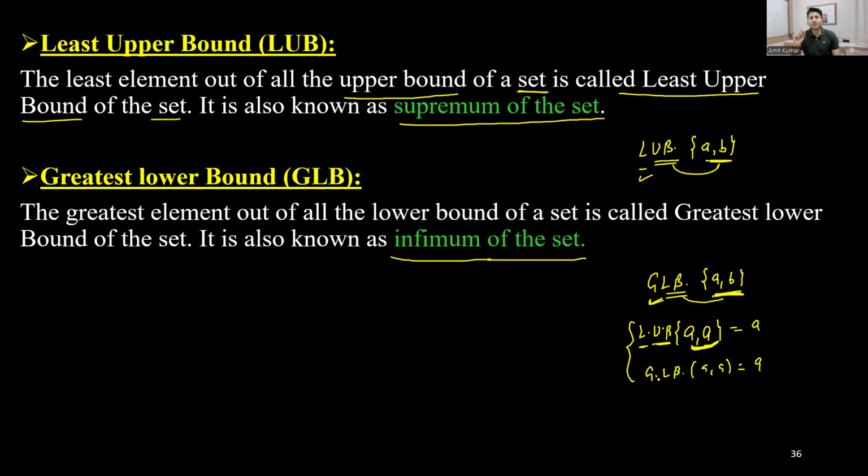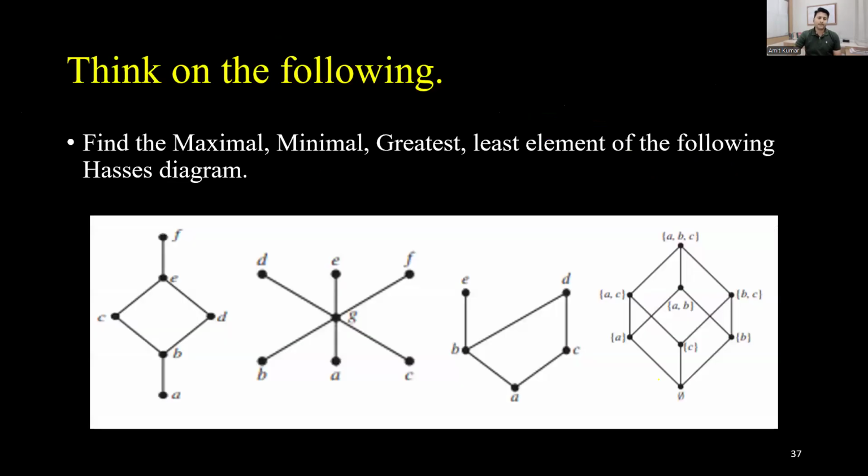Least upper bound means what? Just write the common upper bounds, and out of those, the least one is called the least upper bound or supremum. In the same manner, the greatest lower bound or infimum means what? Out of all common lower bounds, the greatest one is called the greatest lower bound of A comma B. This infimum and supremum will play an important role when we decide whether the given poset is a lattice or not.